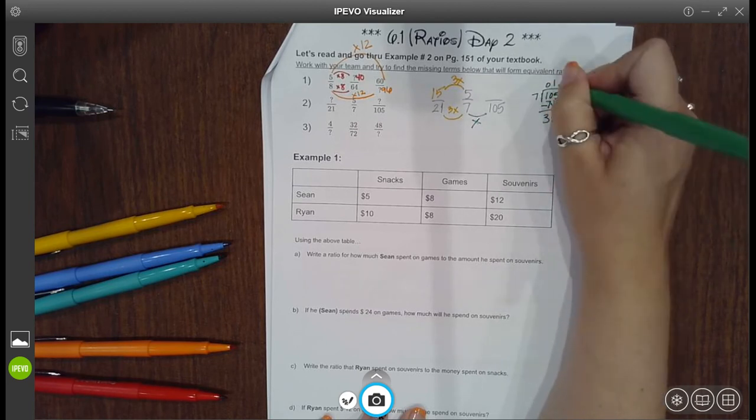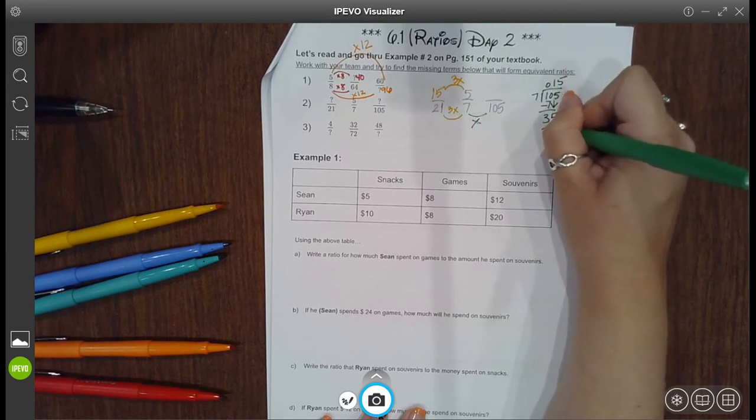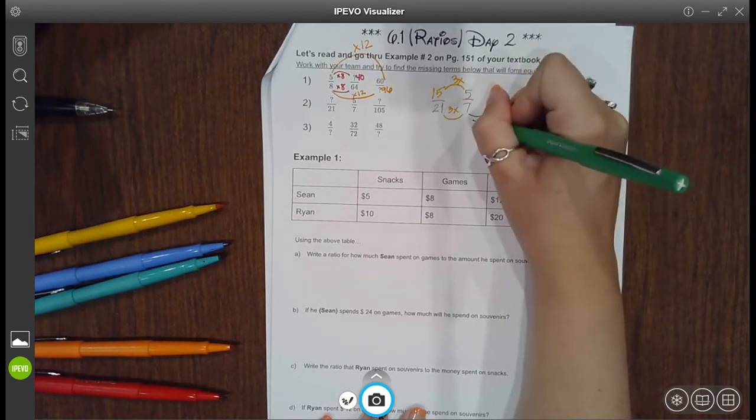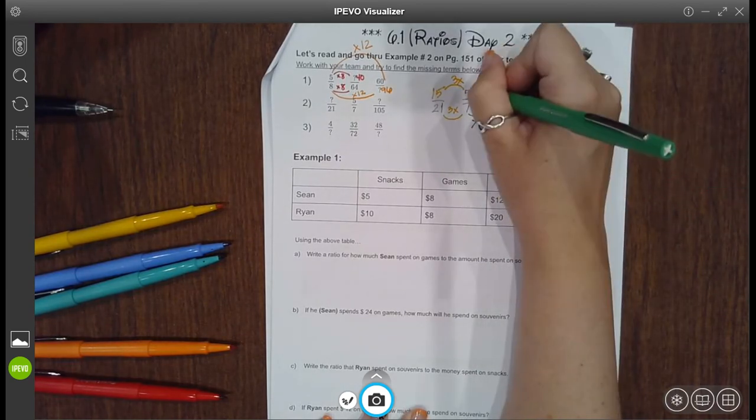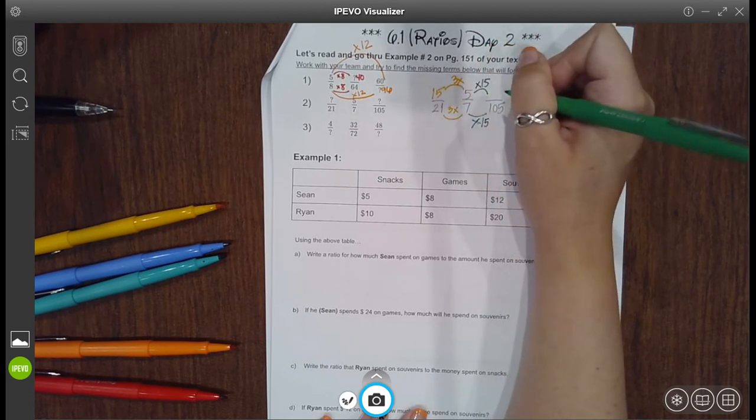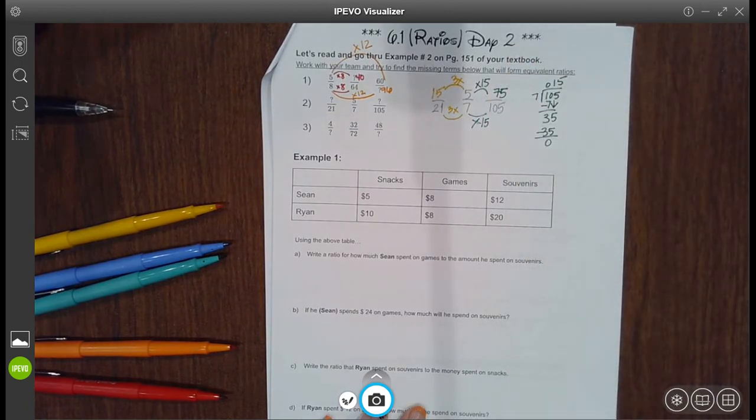7 goes into 35 5 times. 7 times 5 is 35. Subtract, you get 0. It went in evenly, so I can say that 7 times 15 is 105. Do the same thing to the 5. 15 times 5 is 75. Okay, and finally, our last ones.